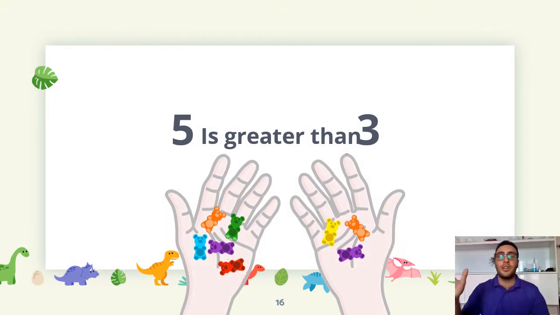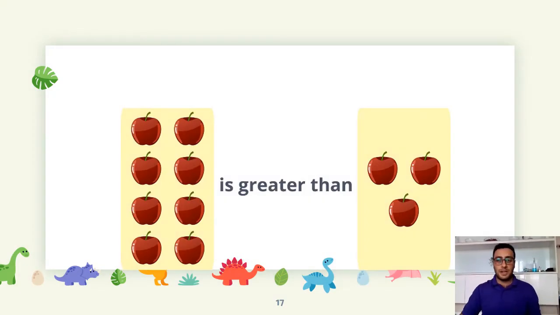Okay, so now we know that 5 gummy bears is greater than 3 gummy bears. Now, let's look at this picture. On the left side, remember, in math, you always start from the left side, right? So we have 1, 2, 3, 4, 5, 6, 7, 8. We have 8 apples. And on the right side, we have 3 apples. So, as you know, 8 is greater than 3, right?